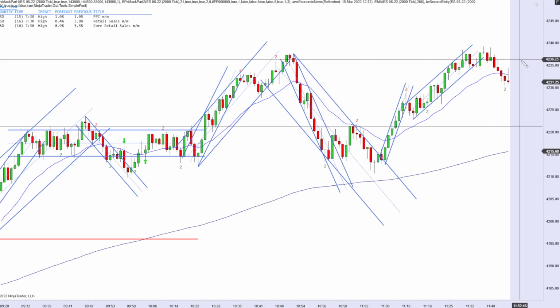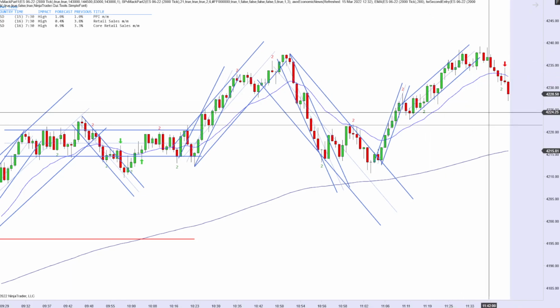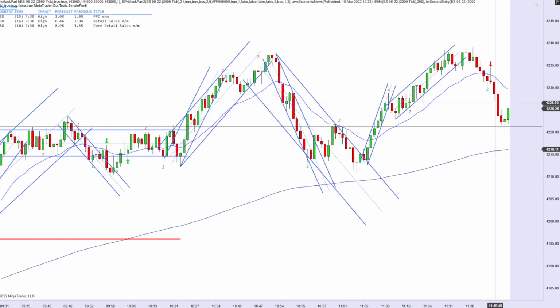Prices are respecting the EMA. I'd go short here if I saw this real time. And boom, look at that. That would have been a nice trade.